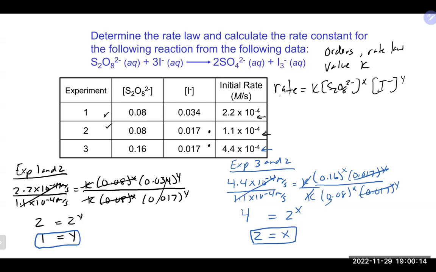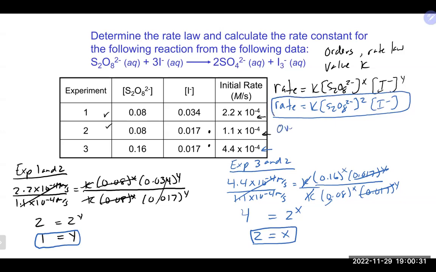At this point, we now can complete our rate law here. Our rate would equal k times [S2O8 2-], and that guy was squared, and our [I-] was to the first. That also means that the overall order of this particular reaction would be 2 plus 1, which would be a third order reaction in this particular case.